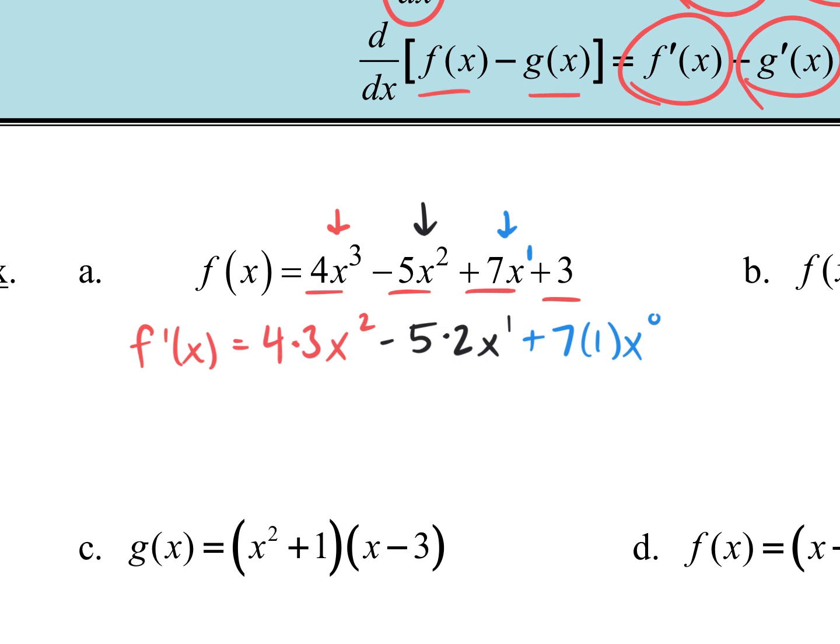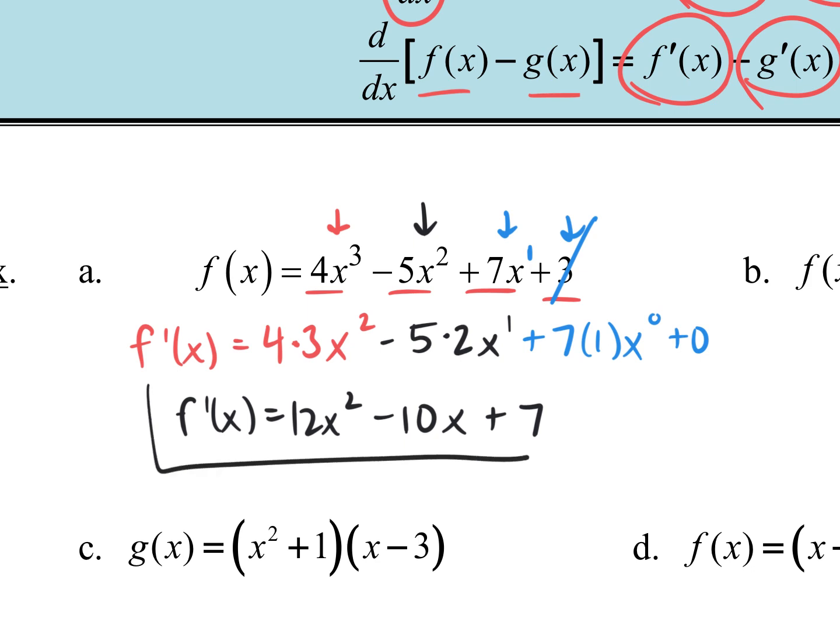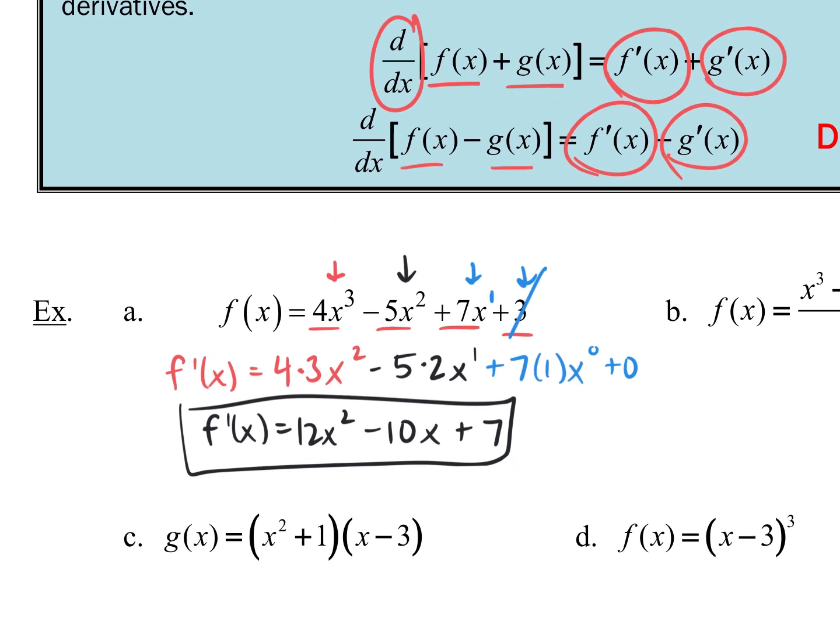And what about 3? What's the derivative of 3? 0. So I don't need this one. I don't need to write the derivative of that. Or if you want to put 0, you can. But now we can simplify this, right? This becomes now 12x squared minus 10x plus 7, because x to the 0 is really 1, right? And then we're done. That's your answer. So you find the derivative of each individual piece, and then you just add or subtract them all together. Okay?